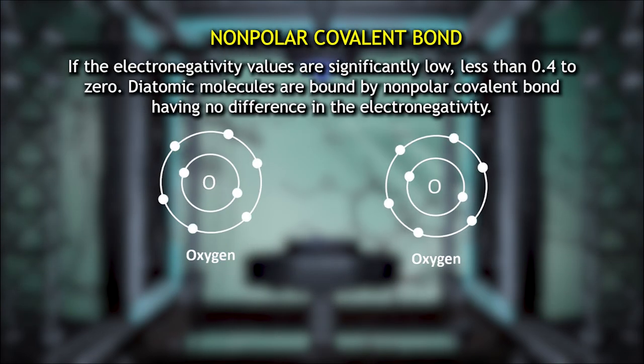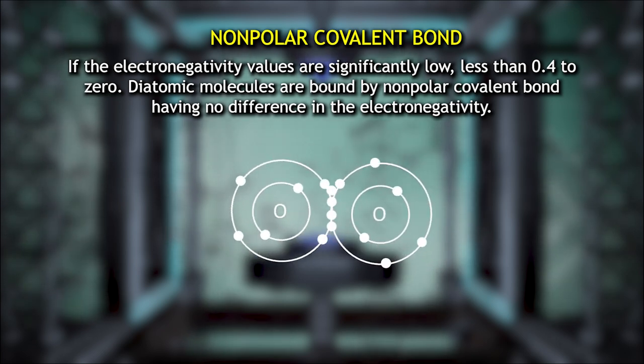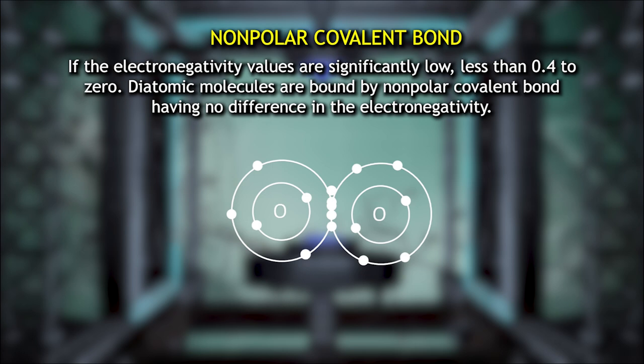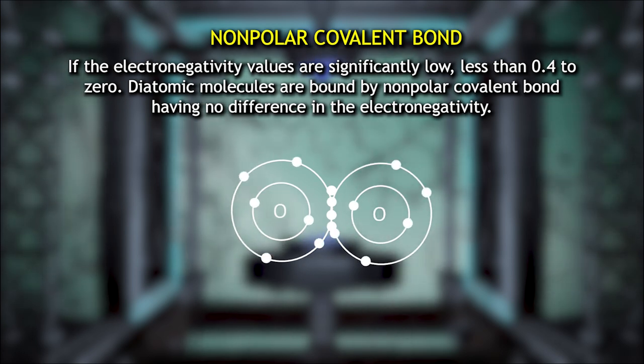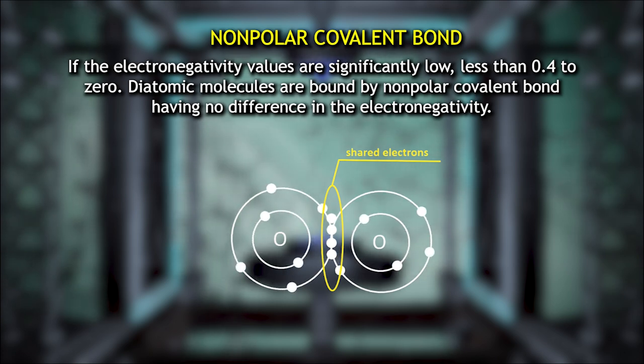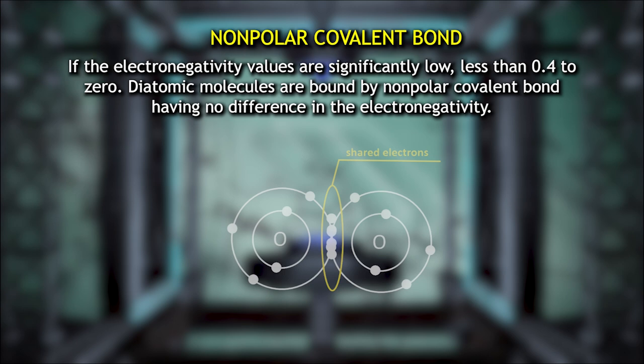If the electronegativity values are significantly low, less than 0.4 to 0, then it is a nonpolar covalent bond. Diatomic molecules are bound by nonpolar covalent bonds, having no difference in electronegativity.